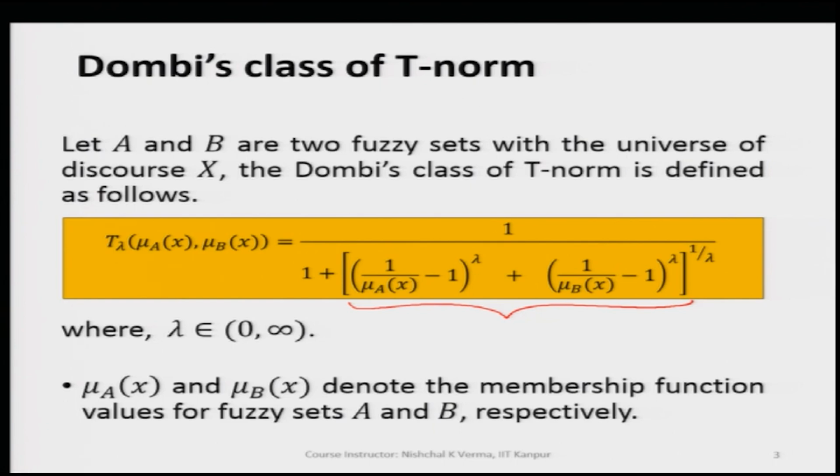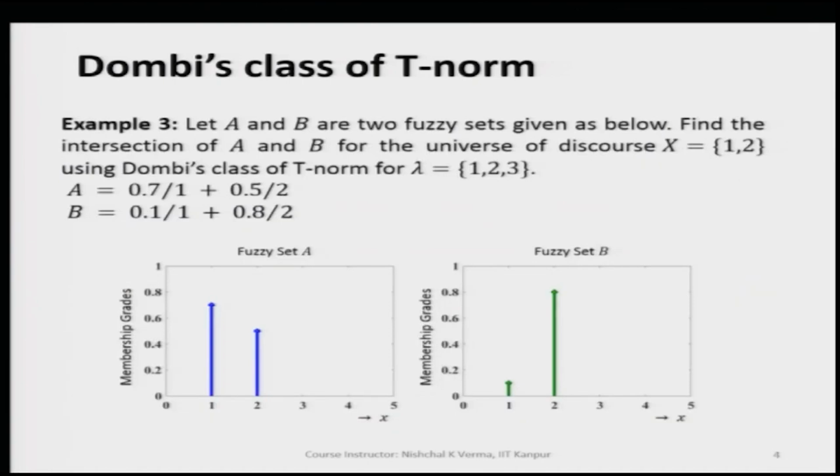Here mu A of x and mu B of x denote the membership function values for fuzzy sets A and B respectively. It is very clear from this expression of Dombi's class of T norm that T lambda applies to any two values of membership functions. This can be well understood by an example.